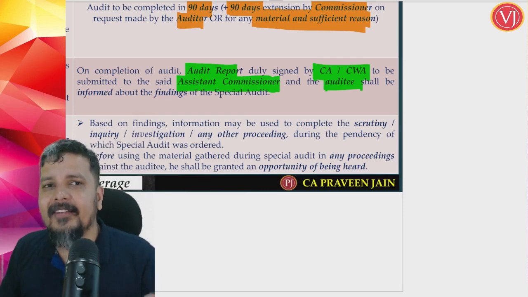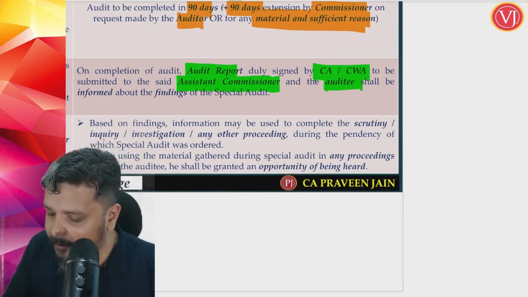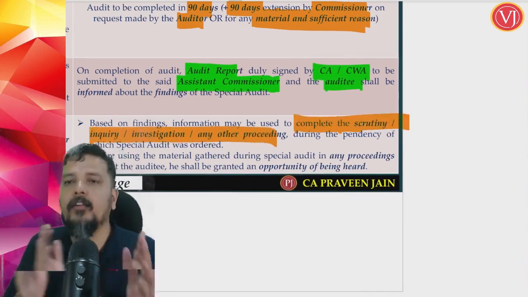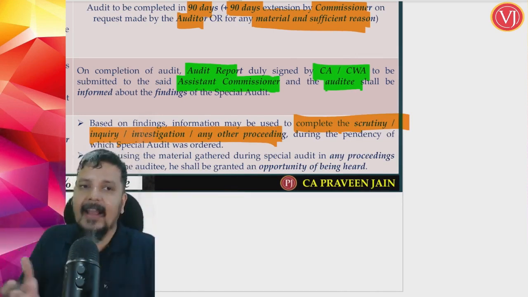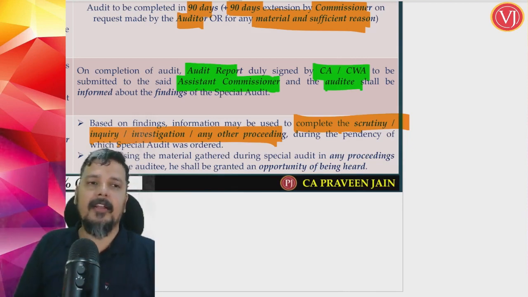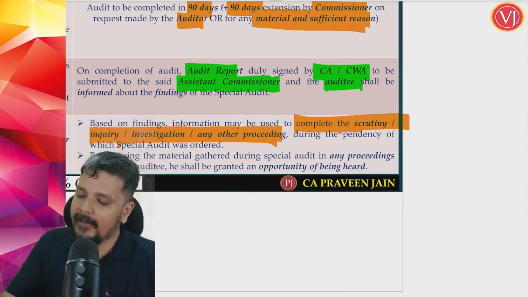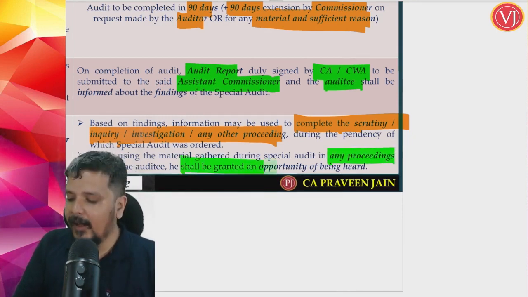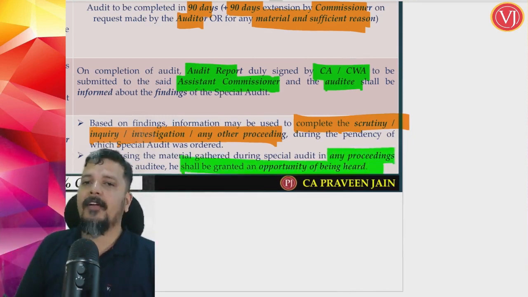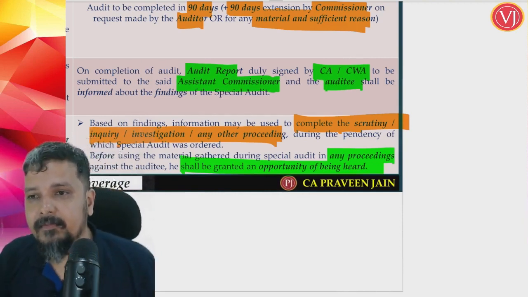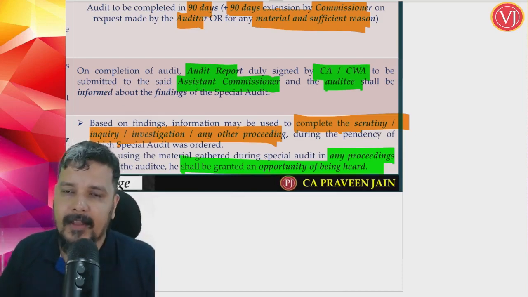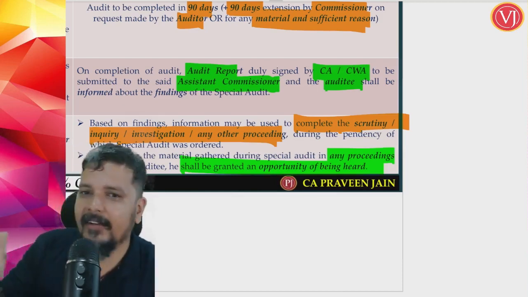Now, why is it mainly shared to the assistant commissioner? Because the assistant commissioner can complete the work which was pending, complete the scrutiny, inquiry, investigation or any other proceedings that was there, and finally when he arrives at a conclusion, he cannot give the final order. He has to discuss his observations with the assessee and give the final order if at all it was at notice level. CA, CMA will give the report to whom? AC and registered person. But he will not discuss anything with the registered person.